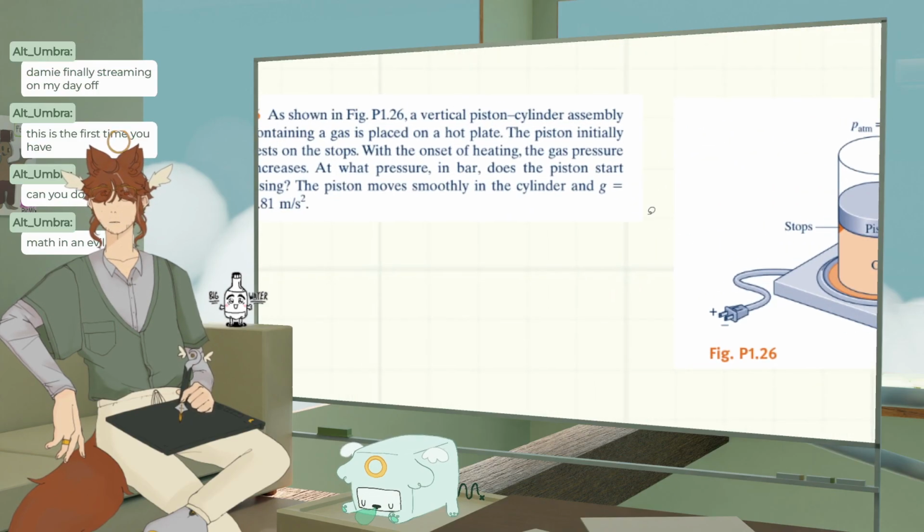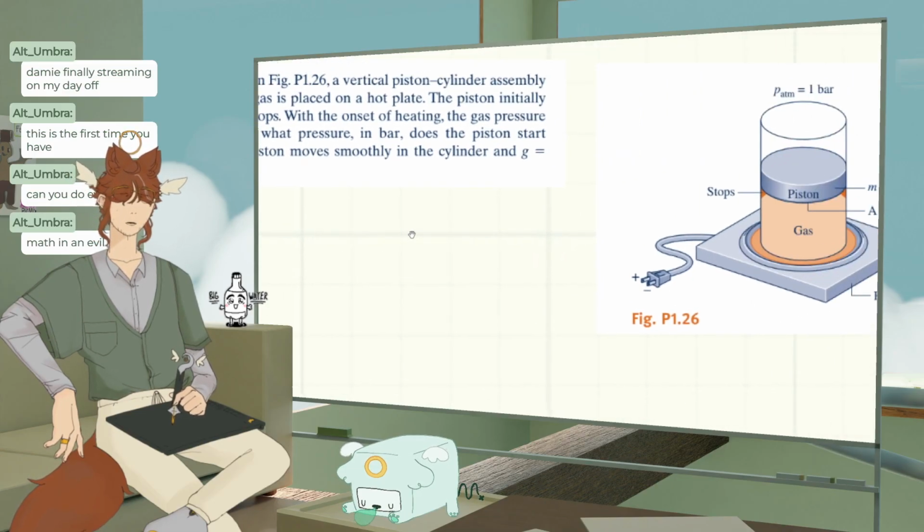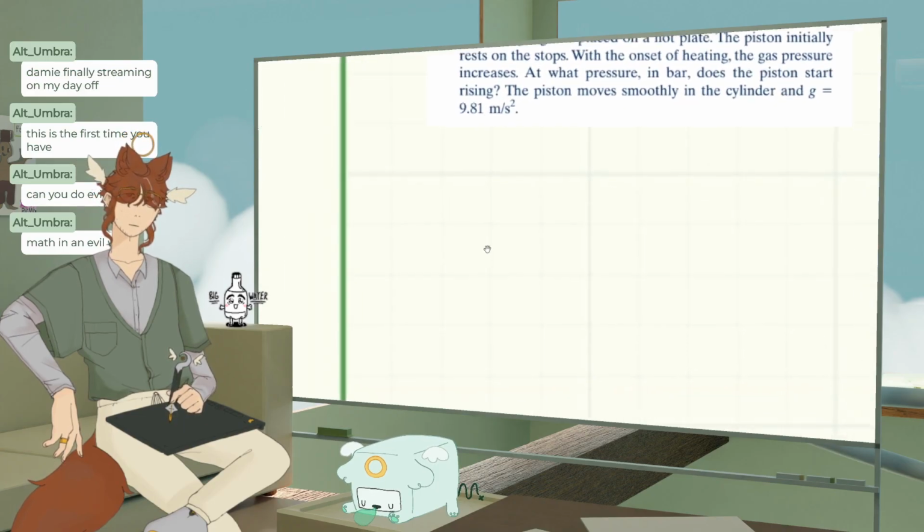Alright, a vertical piston assembly containing gas is placed on a hot plate. The piston initially rests on the stops. With the onset of heating, the gas pressure increases. At what pressure in bar? In bar. So it's 10 to the 4th, I think. Is 10 to the 5th an ATM? We're in meters. 10 to the 5th is a Pascal. A Pascal is 1 ATM? That might be wrong. I think it's 10 to the 5th Pascal is 1 ATM. So 10 to the 4th. I don't know. We'll figure it out. We just have to do it. It's really easy. It's quite simple.